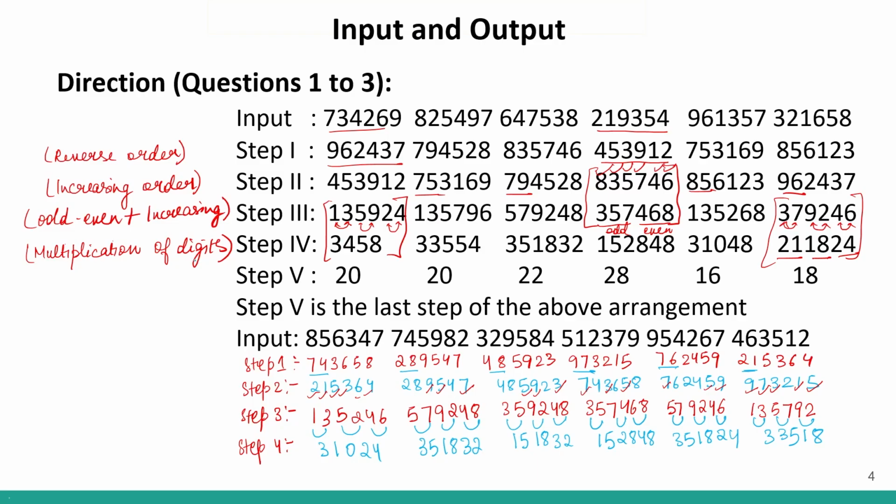Okay? Moving on to step number 5. Step number 5, if I take any random number, let us take these numbers, okay? So what is the relationship between step 5 and step 4? If I add these digits, 3 plus 3 will give me 6, 6 plus 5 will give me 11, 11 plus 5 will give me 16, and 16 plus 4 will give me 20. So basically this is sum of the digits, correct? This is sum of the digits.